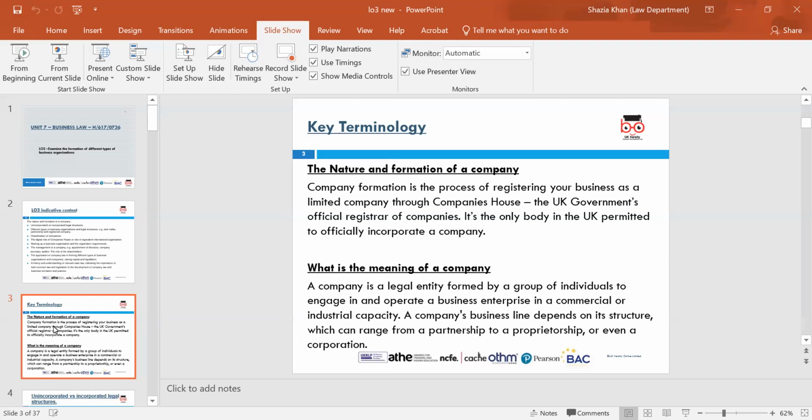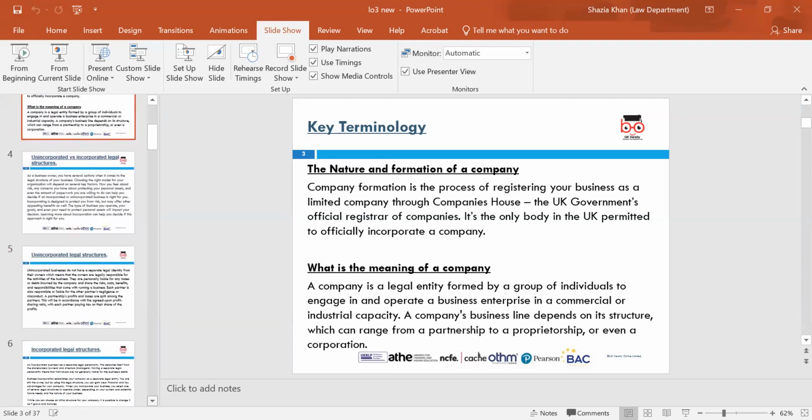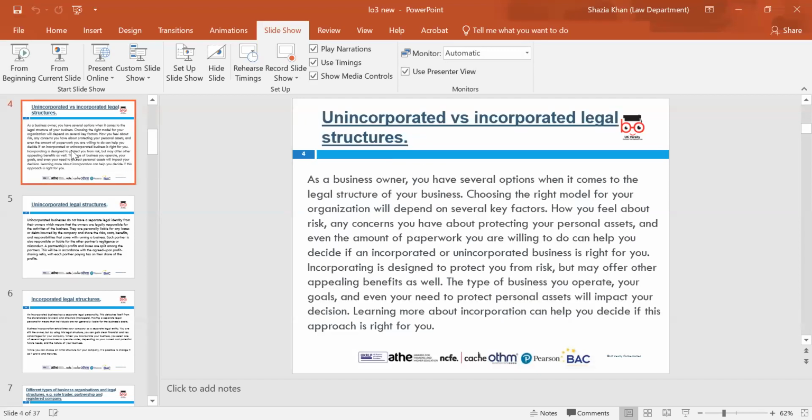So that they basically follow a particular structure and are abiding the law. Yeah. So they're abiding what the law says, because it's so important you identify what the law says and why it's so important in regards to business structures. So we're looking at unincorporated against incorporated legal structures.